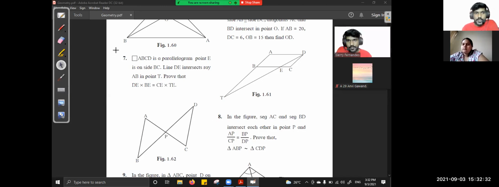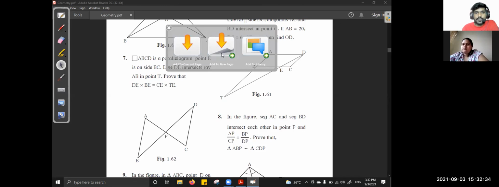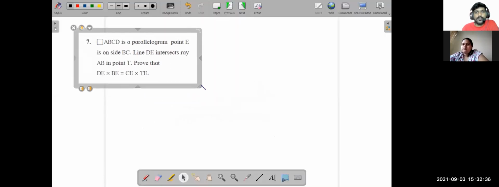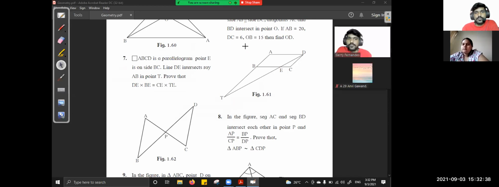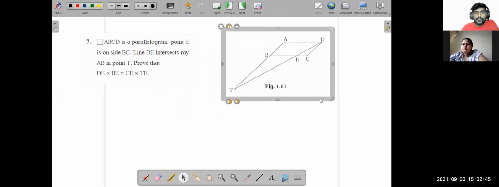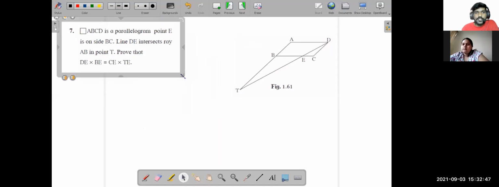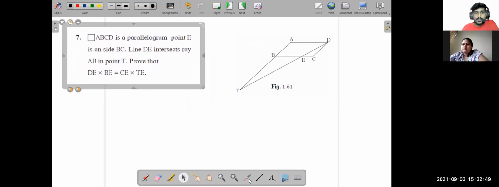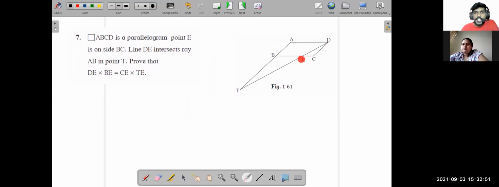I'll show you the seventh one. Seventh one is a proof. Okay, now in the seventh one, ABCD is a parallelogram. Point E is on side BC.